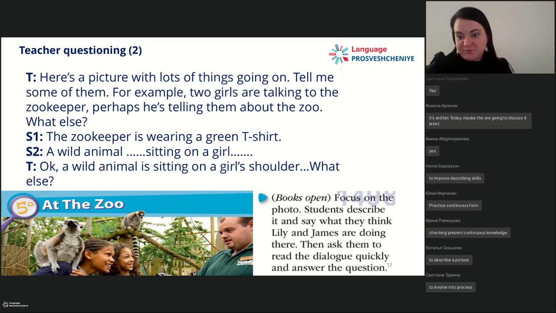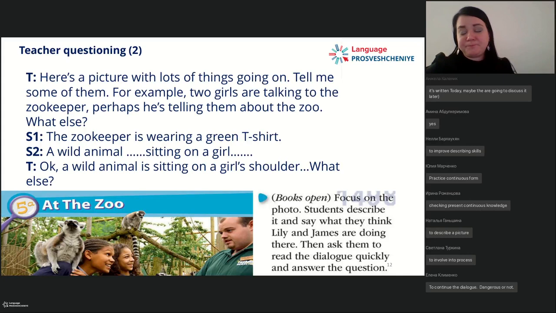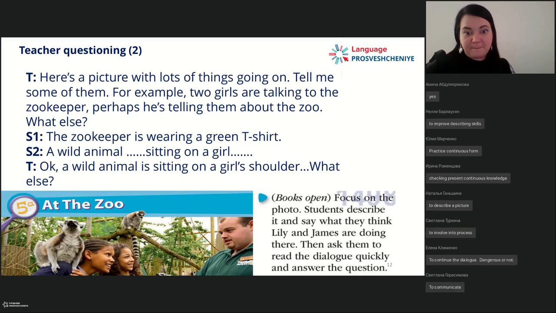So here we have some notes from the teacher books in the right bottom corner. We ask students to open the book and focus on the photo. Then students should describe it and say what they think Leila and James are doing there. Then ask them to read the dialogue quickly and answer the questions. We're going to move on to the dialogue.